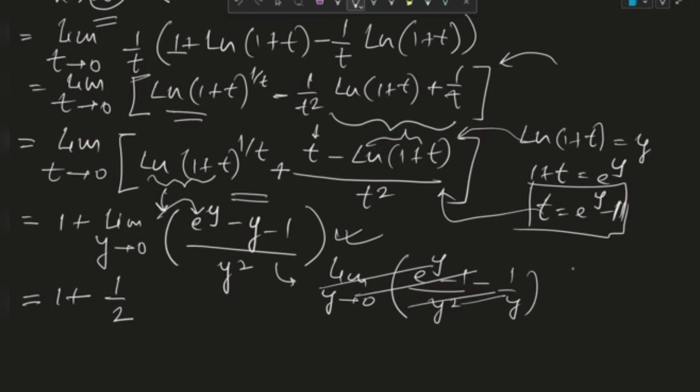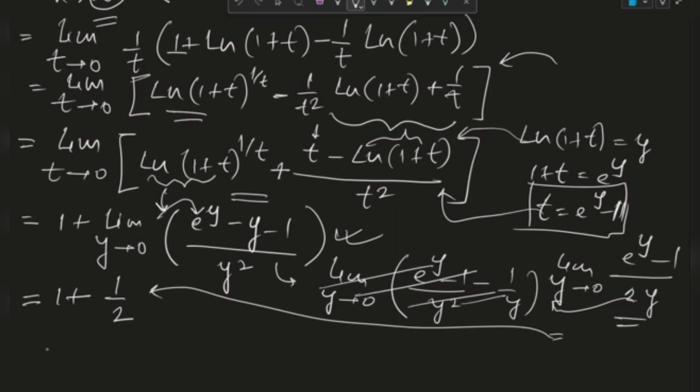This is actually limit y tends to 0, e power y minus 1, divided by 2y. So if you take this half outside, e power y minus 1 by y is a basic limit as y tends to 0, so it comes out to be 1. So basically, we have half, and we had 1 here. So the final answer to this question is 3 by 2, which was given as m by n.